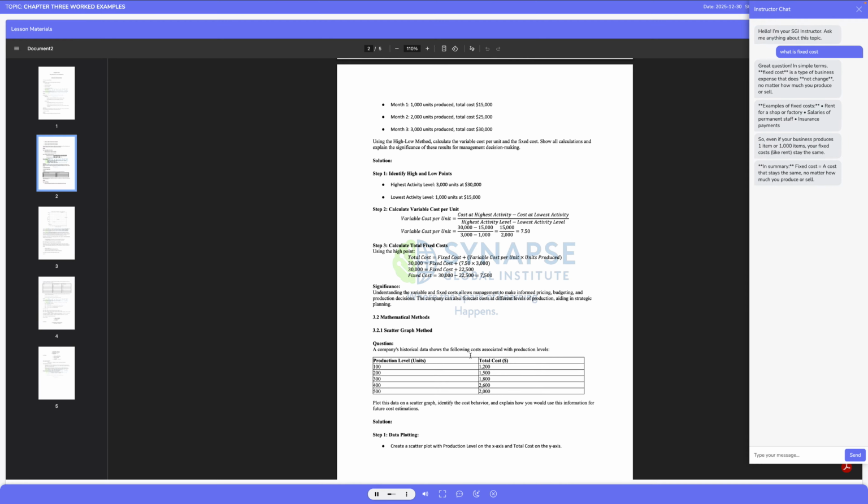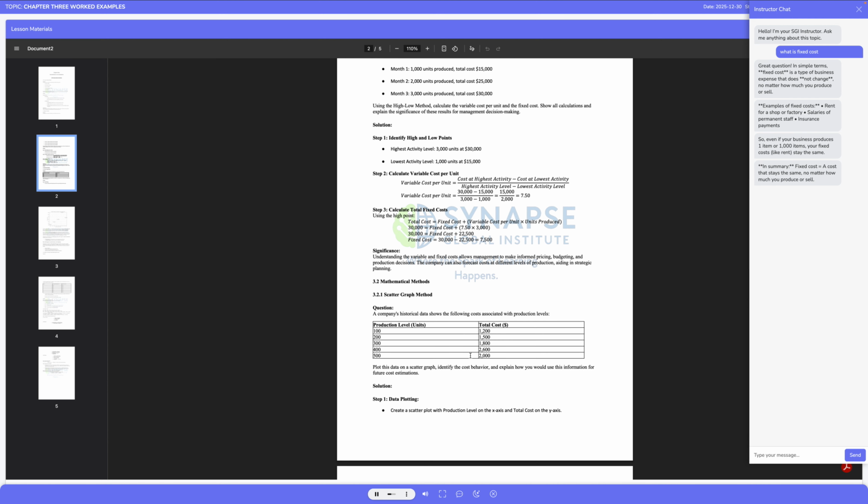We now proceed to question 3.2.1, scatter graph method, which introduces a visual and analytical approach to understanding cost behavior using historical data. This question is designed to test your ability to interpret cost patterns rather than perform complex calculations, and it is particularly useful in revision because it strengthens your intuition about how costs respond to changes in activity levels.